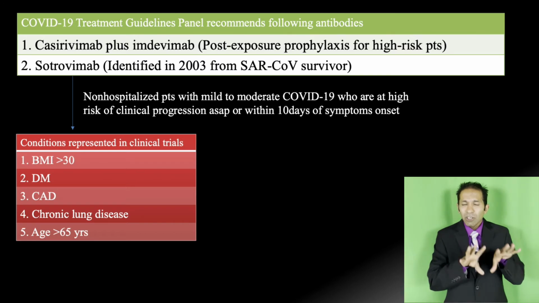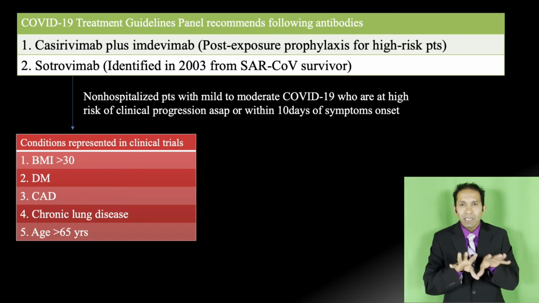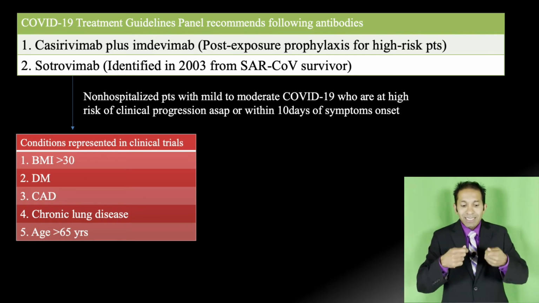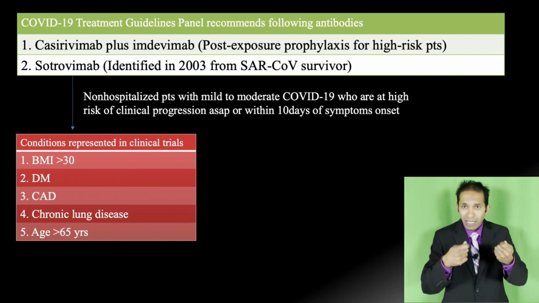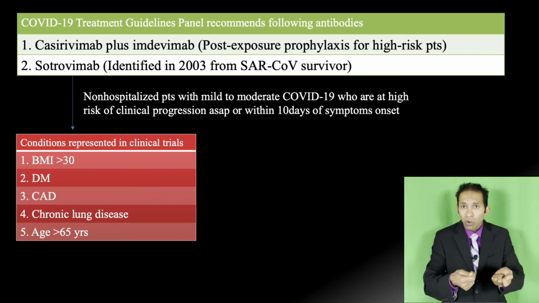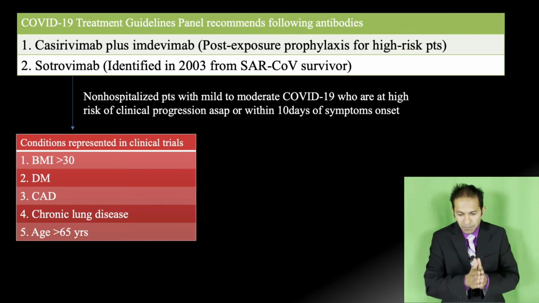If a patient has any of these 5 conditions, and if they are in an outpatient setting, if they have mild to moderate COVID-19 infection, you can offer them this investigational antibody therapy. So in the US we are using REGEN-COV. You can give them that. Okay.